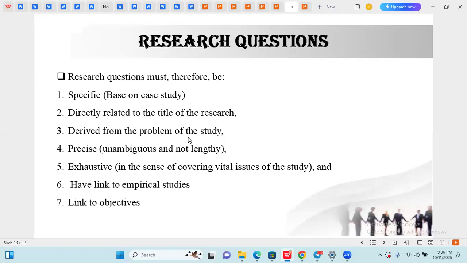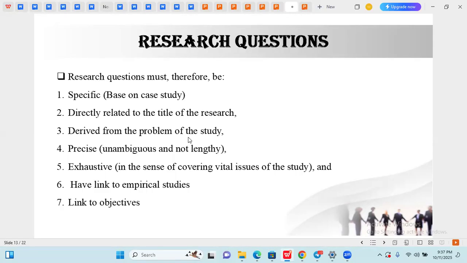Research questions. A research question must therefore be specific based on the case study, directly related to the title of the research, and of course derived from the problem of the study. Your research question should, please, I'm begging you, let it relate to your problem. Research has linkages. Each paragraph when you're writing links to the next paragraph. Each subtopic links to the next subtopic. There are linkages.